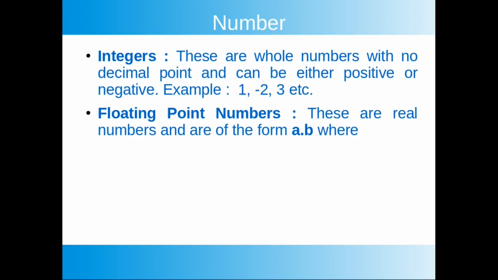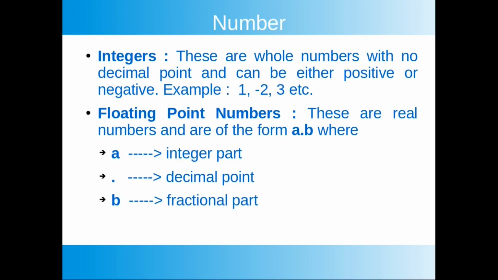These are the real numbers and are of the form a dot b, where a is the integer part, dot is the decimal point, and b is your fractional part. Now, examples of floating point numbers are 5.7, 3.65, -7.2, etc.